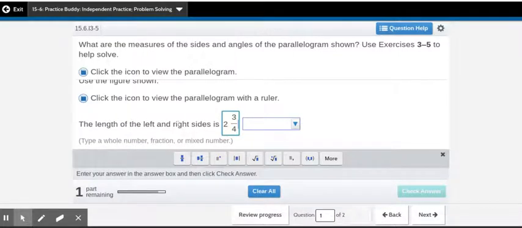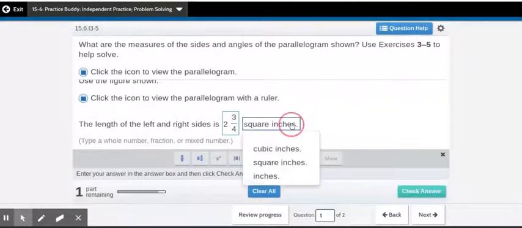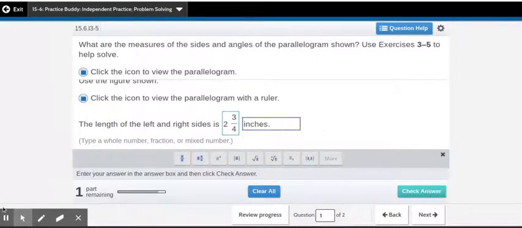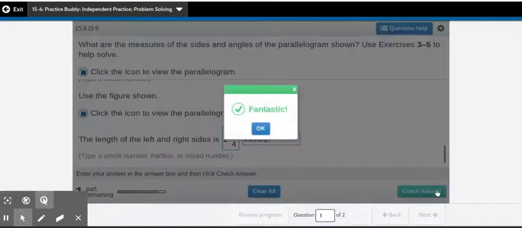So the length of the left and right sides, meaning that they're the same because they're parallel again. If they're parallel, they're basically like mirrored angles of each other. Square, no, it's not square inches, it's inches, regular inches. Square inches means that we're multiplying it twice, so we're multiplying inches by inches. Cubic means that we're multiplying it 3 times, so that'd be inches by inches by inches. But this time there was no multiplying. We just read the actual ruler, and the ruler said inches. Let's check ourselves. We are correct.